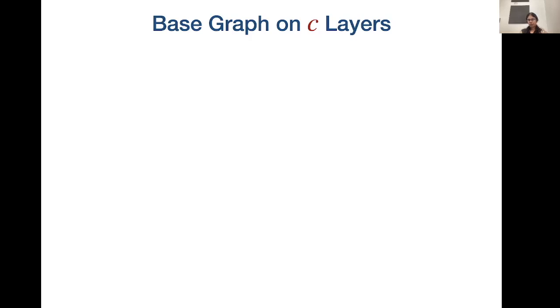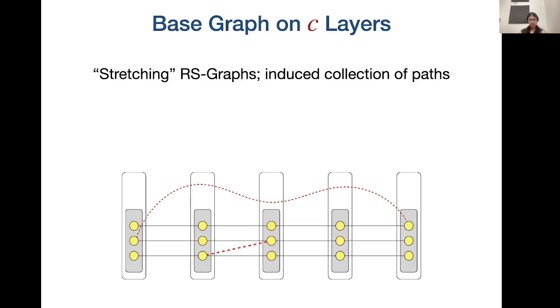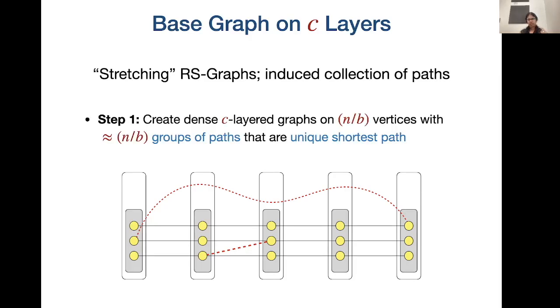I'm going to give a brief overview of the construction. First, we construct a base graph on C layers, where C is the number of colors. Here, we can view this as stretching RS graphs, where we stretch the induced collection of edges or matchings into induced collection of paths. Here, each edge has been expanded into paths of length C. The first part of the construction is to create dense C-layered graphs on n over b vertices with approximately n over b groups of these induced collection of paths.